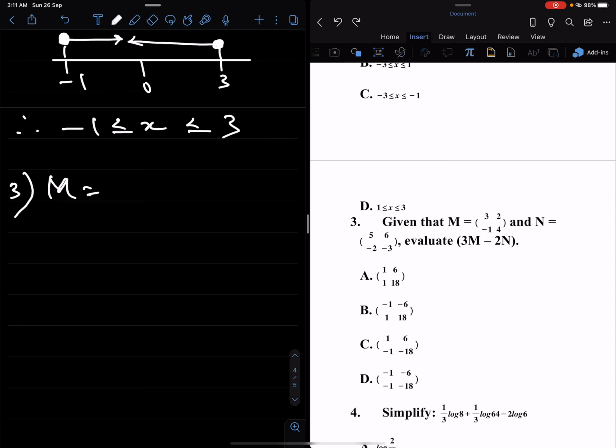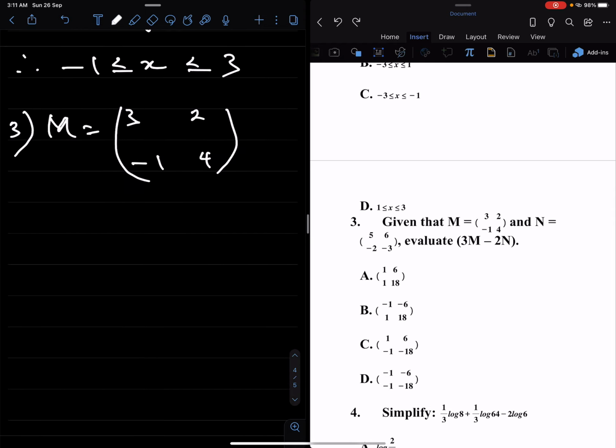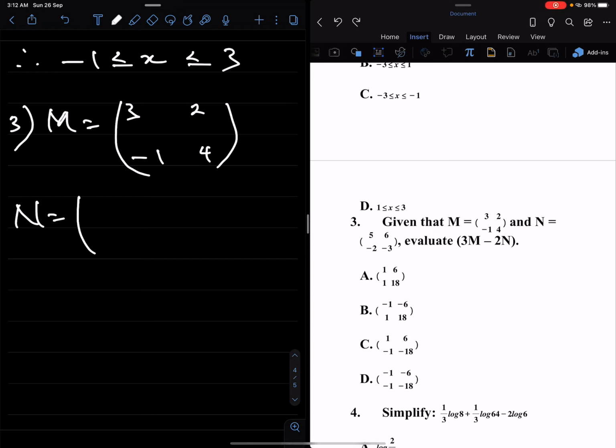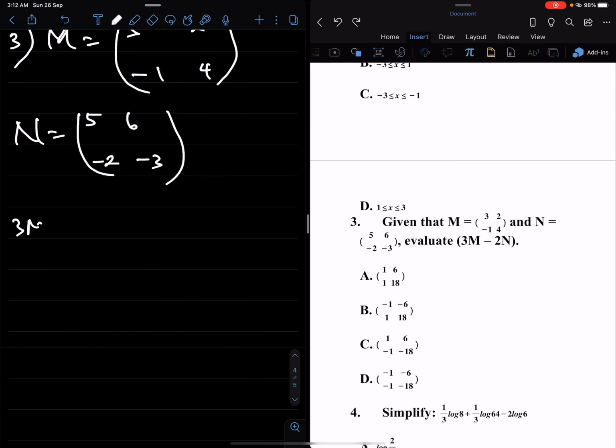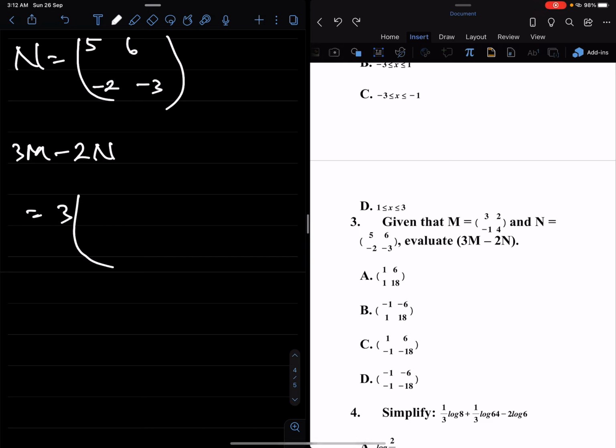Given that M is the matrix 3, 2, minus 1, 4, and N is the matrix 5, 6, minus 2, minus 3. Evaluate 3M minus 2N. 3M minus 2N is simply the same as 3 times M, 3, 2, minus 1, 4, minus 2 times N, 5, 6, minus 2, minus 3.